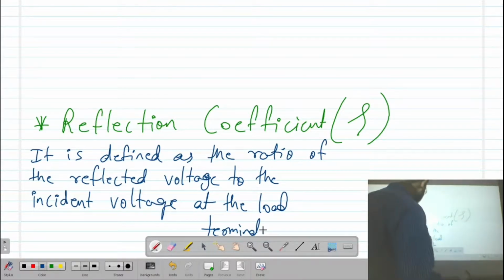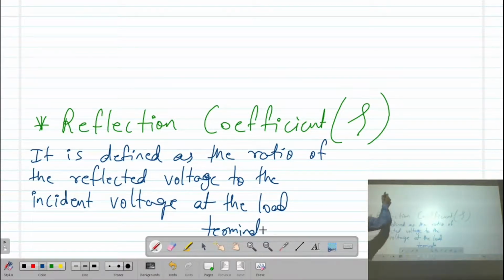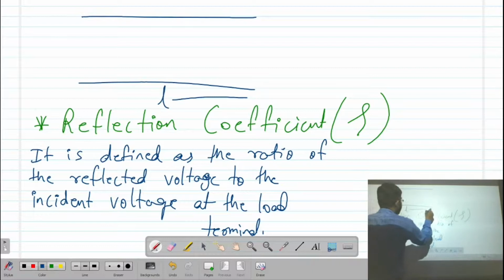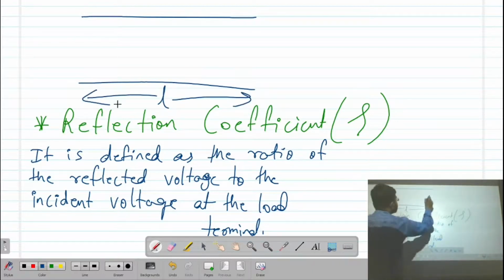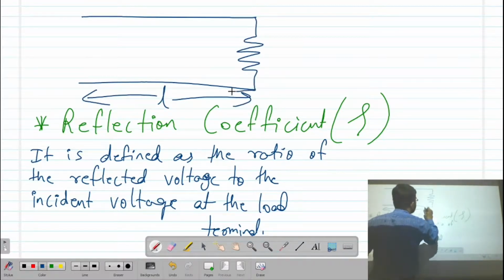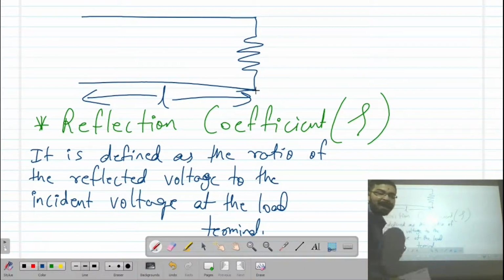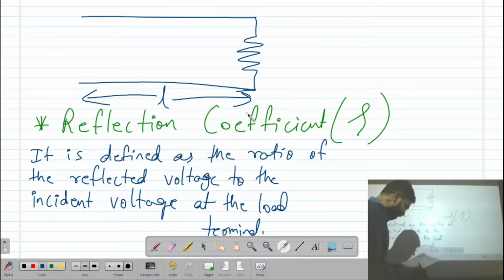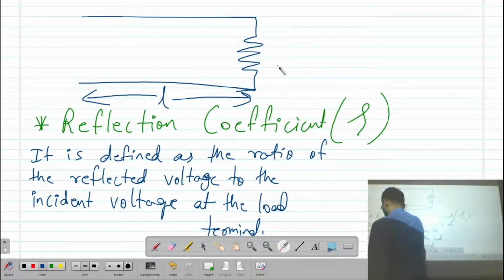If we see the simplest form of the circuit, then this is a 2-wire transmission line of length L. This is the end point of the transmission line, having resistance ZL.